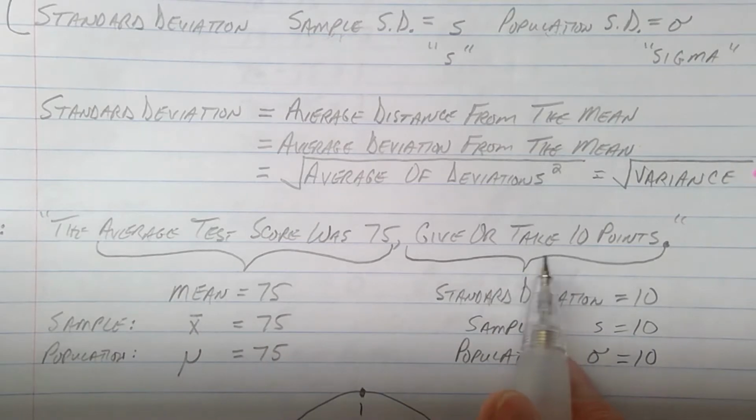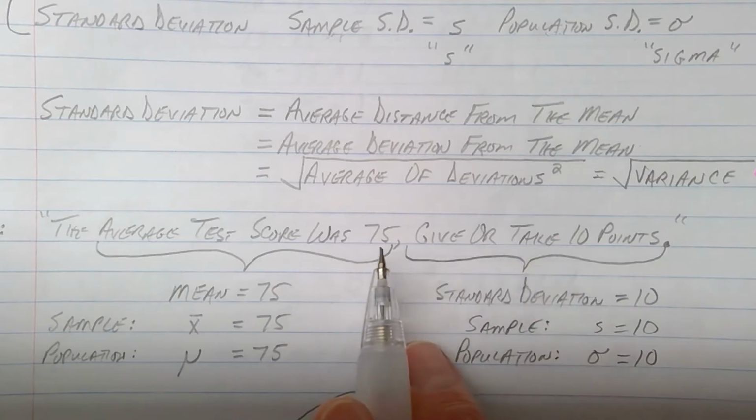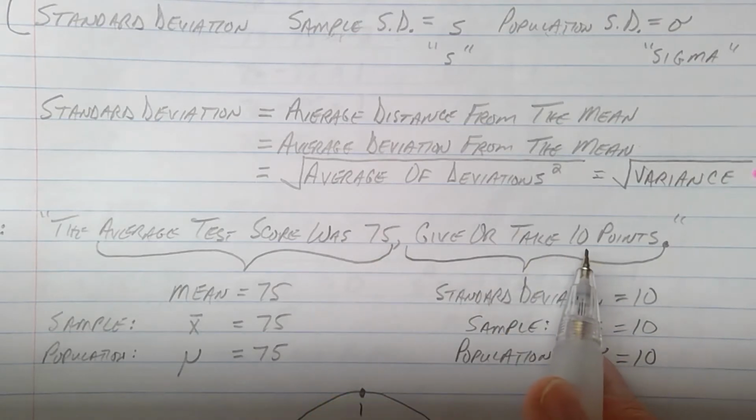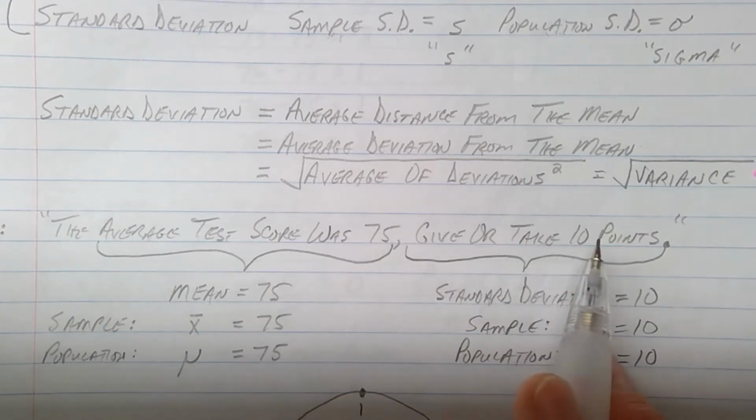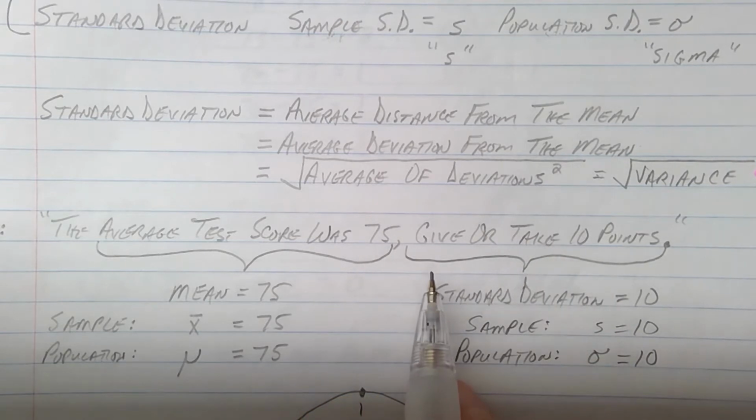Now what about my give or take? Maybe I'm talking to another professor and I say, oh, the average was about 75, give or take 10 points. So it could be as low as 65, could be as high as 85 if I go 10 points either way. And that's going to encompass most of the class, if I give myself a give or take of 10 points.